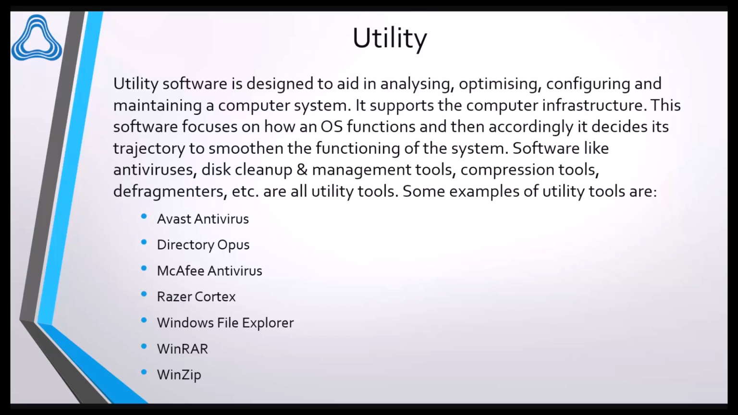Software like antiviruses, disk cleanup and management tools, compression tools, defragmenters, and so on are all utility tools. Some examples of these are given below. So we have Avast antivirus, Directory Opus, McAfee antivirus, Razer Cortex, Windows File Explorer, and so on. You can see the rest of the examples given down here. So that is it for the system software. We want to move on to the next category of software, that is the application software.